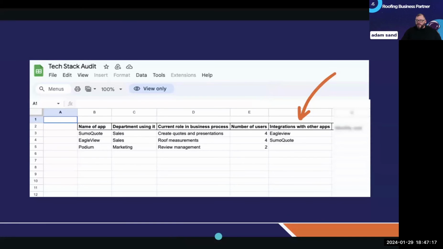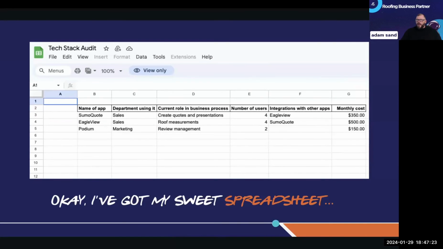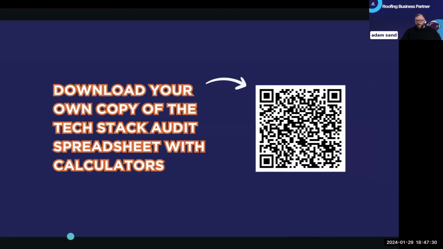Then think about what integrations do they have with other apps, right? And then what is the monthly cost of those apps? Total it up, and you're going to start to get your cost per user in your business. So everybody here, we're going to send you guys this.